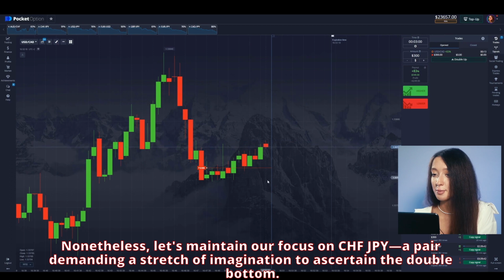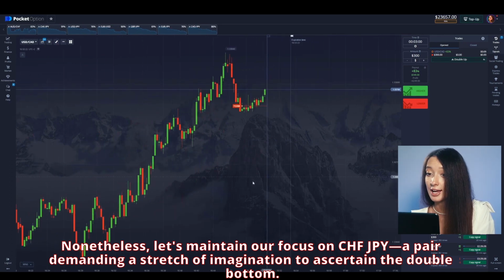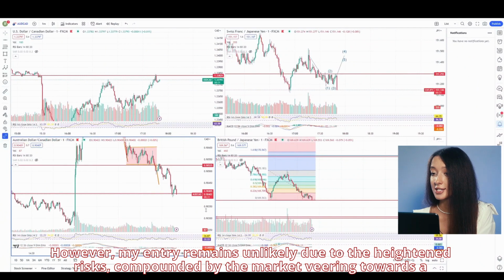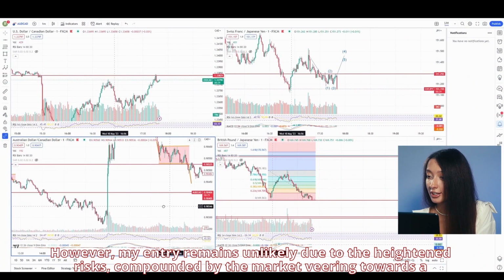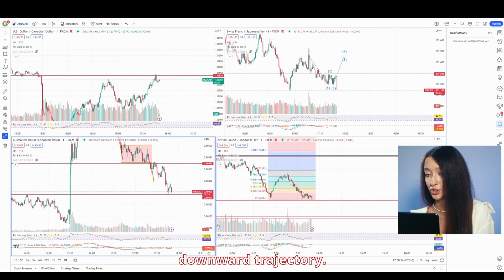Nonetheless, let's maintain our focus on the Swiss franc and Japanese yen pair, where it takes a stretch of imagination to ascertain the double bottom. However, my entry remains unlikely due to the inherent risk accompanied by the market veering towards a downward trajectory.